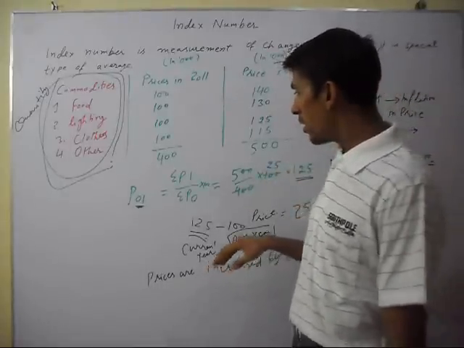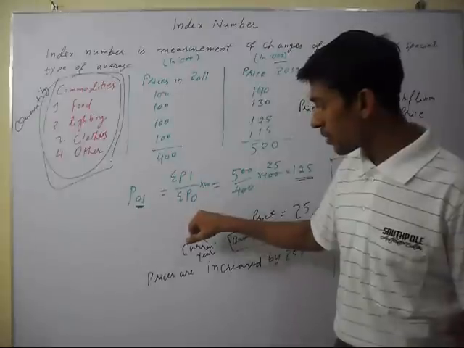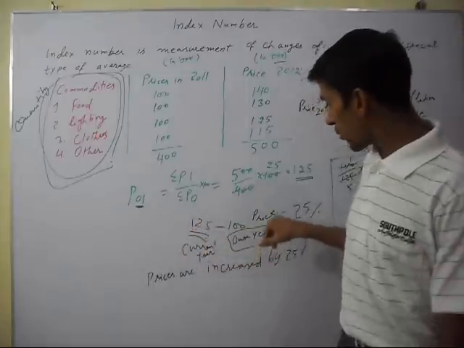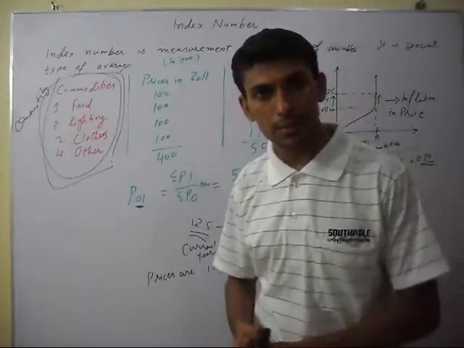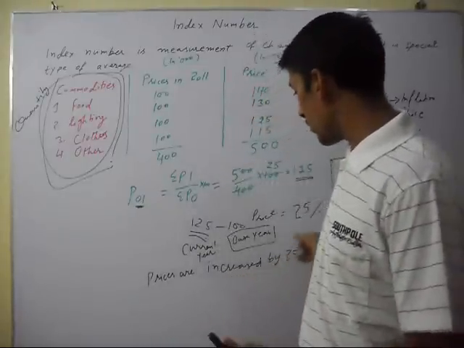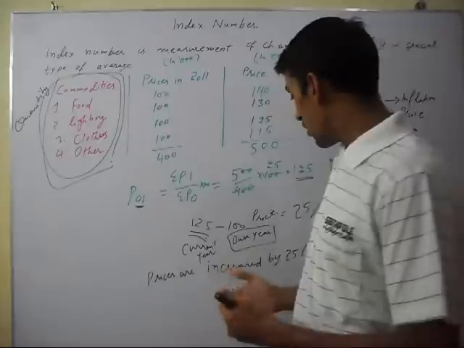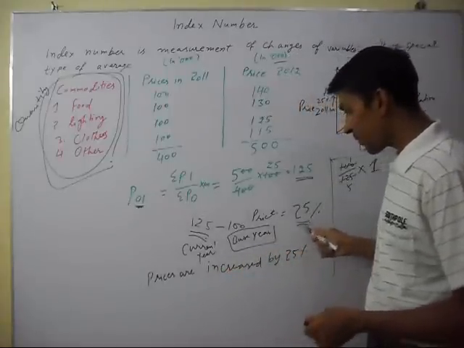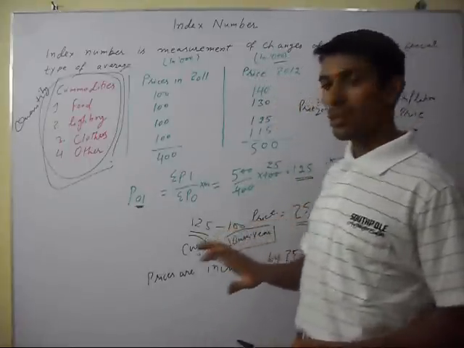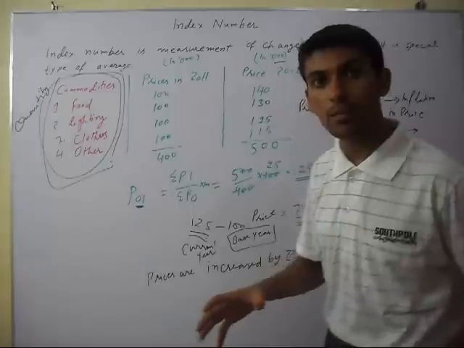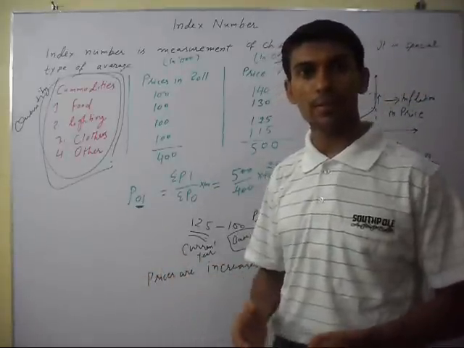It means the base year price is 100 and the current year price index is 125, so the difference is 25. This is a 25% increase in the prices, so the inflation rate is also 25%. If we consume the same quantity, the prices will increase 25% from the previous year. So from this we can take very good decisions. Government can take good decisions, and our central bank can take good decisions.